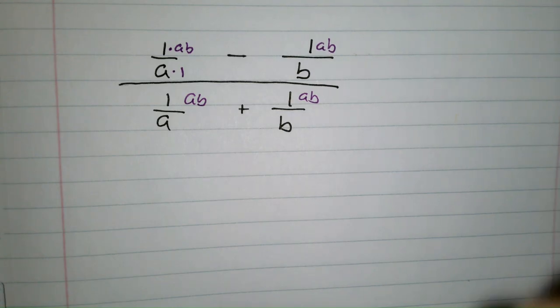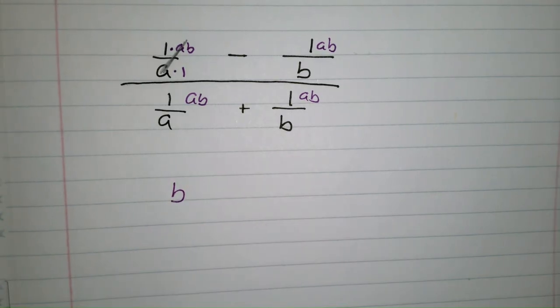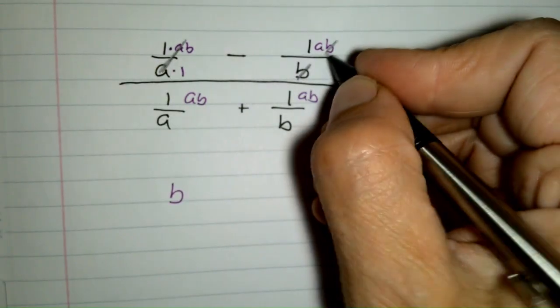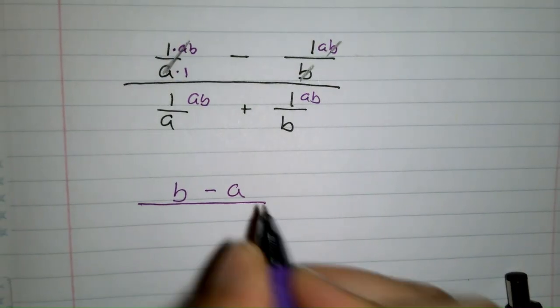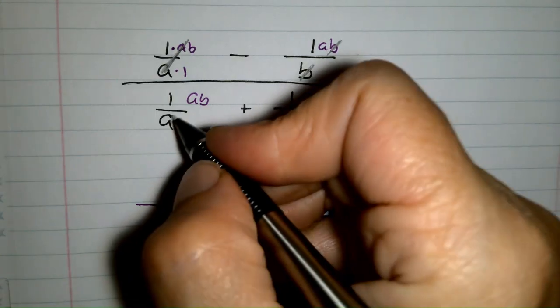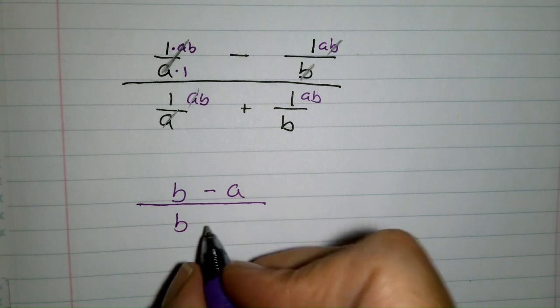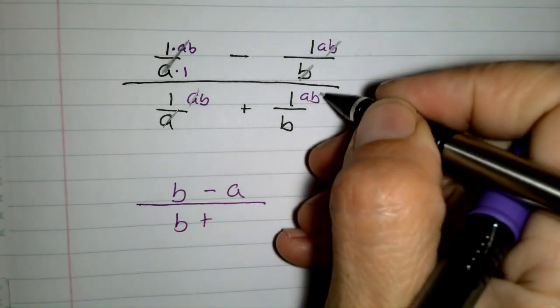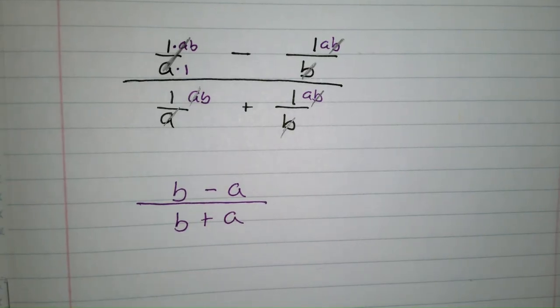Now, fraction-wise, the A's cancel, and I'm left with B. The B's cancel, and I'm left with minus A. The A's cancel, and I'm left with B. The B's cancel, and I'm left with A. And that's a simple binomial on the numerator with no factors. That's a simple binomial on the denominator with no factors.